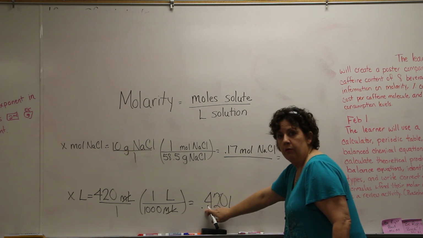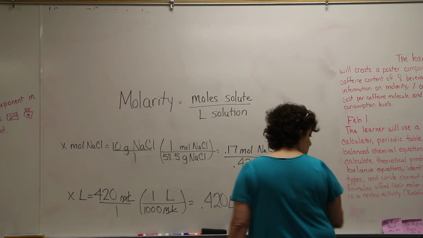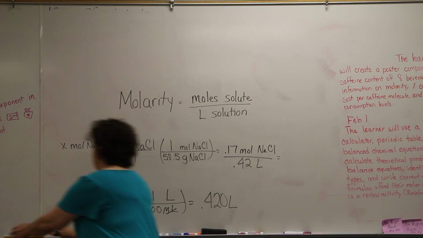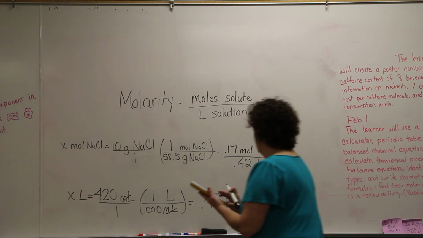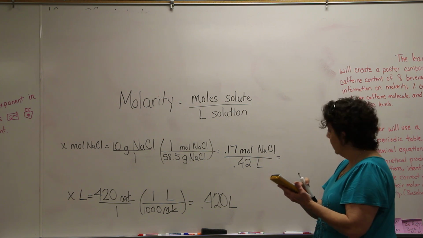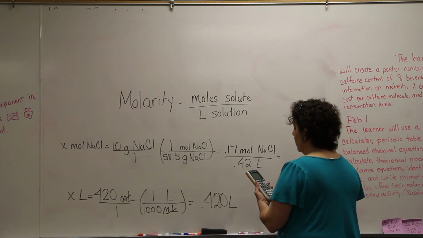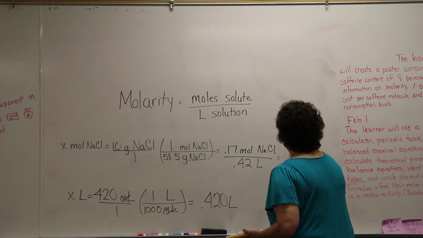I'm going to take my 0.42 liters and divide. So in this solution, I've got 0.17 moles divided by 0.42 liters, and that becomes 0.404, so about 0.40 molar.